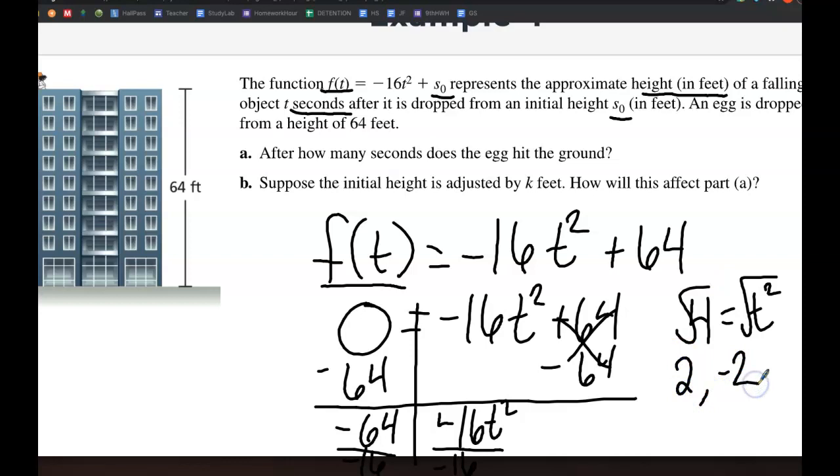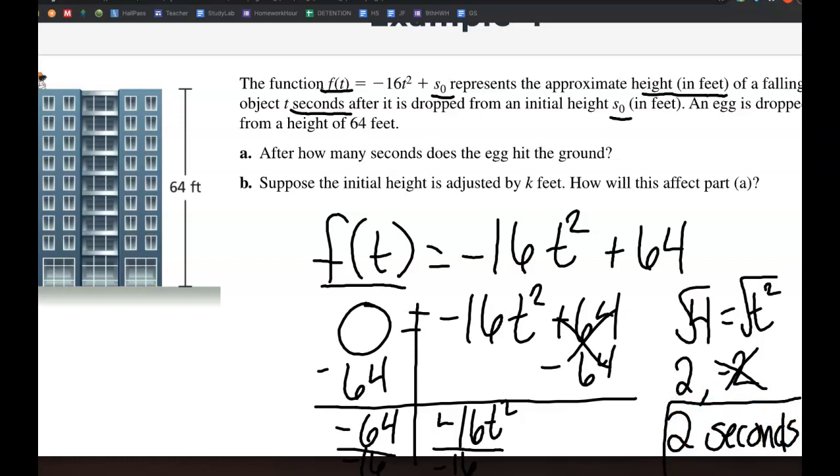Okay, which one does not make sense? You can't have negative 2 seconds. So how long does it take for the egg to hit the ground? Wait, from 64 feet of the building.